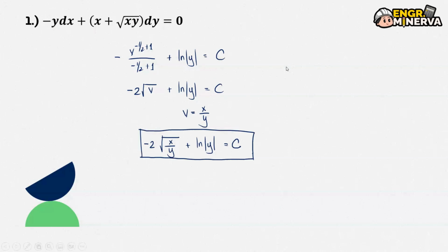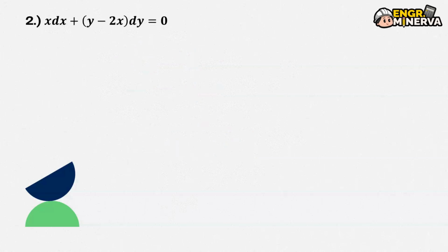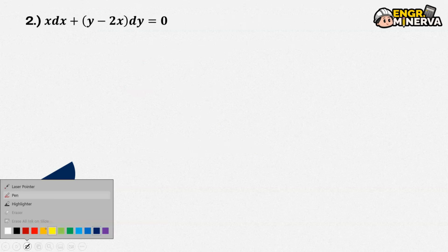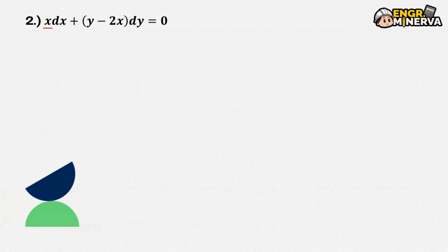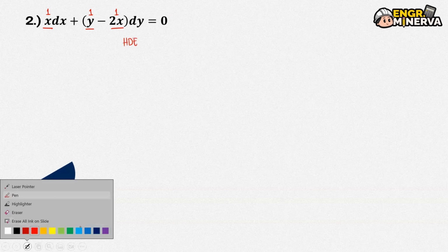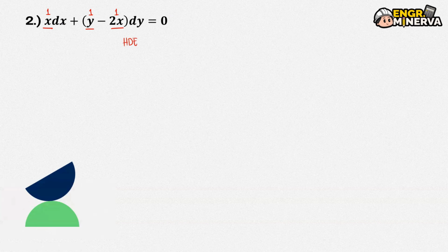Next, let's have our example number 2. It is x dx plus y minus 2x dy equals 0. Again, let's check if it is really a homogeneous differential equation. This term, the degree is 1. Another term, the degree is 1. And also this term, the degree is 1. So this is a homogeneous differential equation. Since we are looking for the least complex, the coefficient of dx is the least complex here.